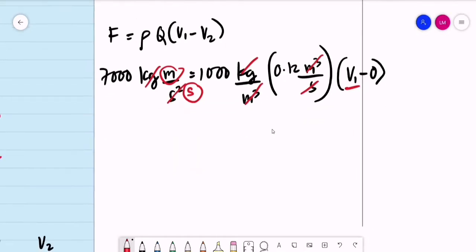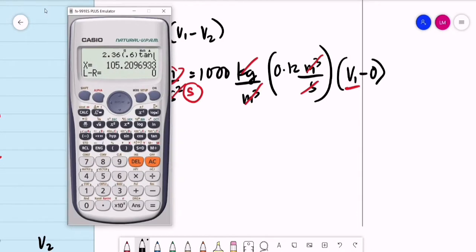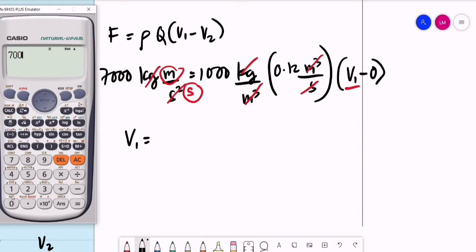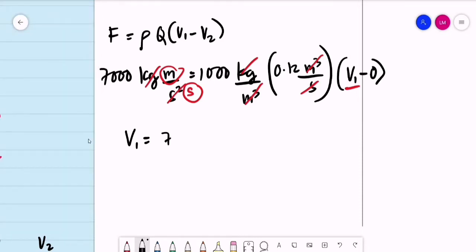Compute natin. Ano yung magiging equivalent ng V1, the velocity of water. So that is 7,000 newtons divided by 1,000 multiplied by 0.12. That is 175/3. 175 over 3 meters per second. That is the velocity of flow ng tubig.